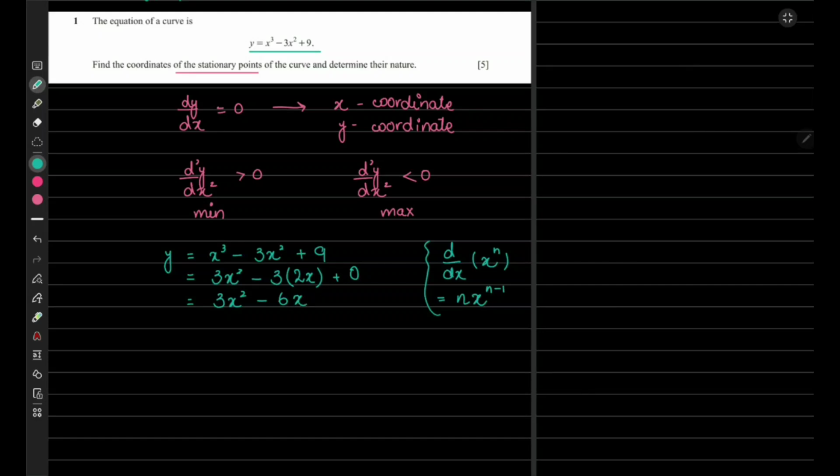Now we need to put this first derivative equal to 0. Rewriting it, taking 3x common, we are left with 3x times x minus 2 equals 0. This implies either 3x equals 0 or x minus 2 equals 0. So that gives you either x equals 0 or x equals 2.